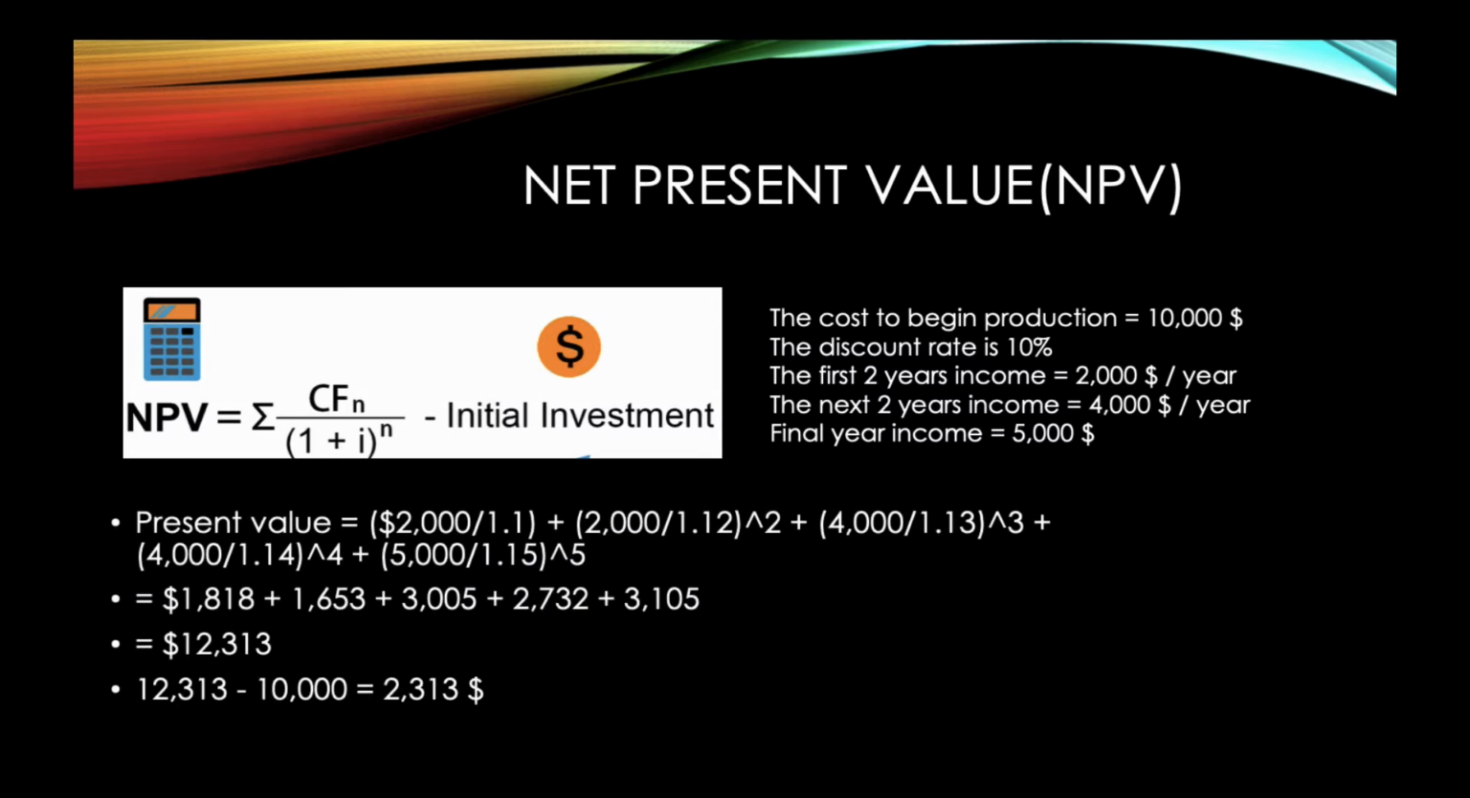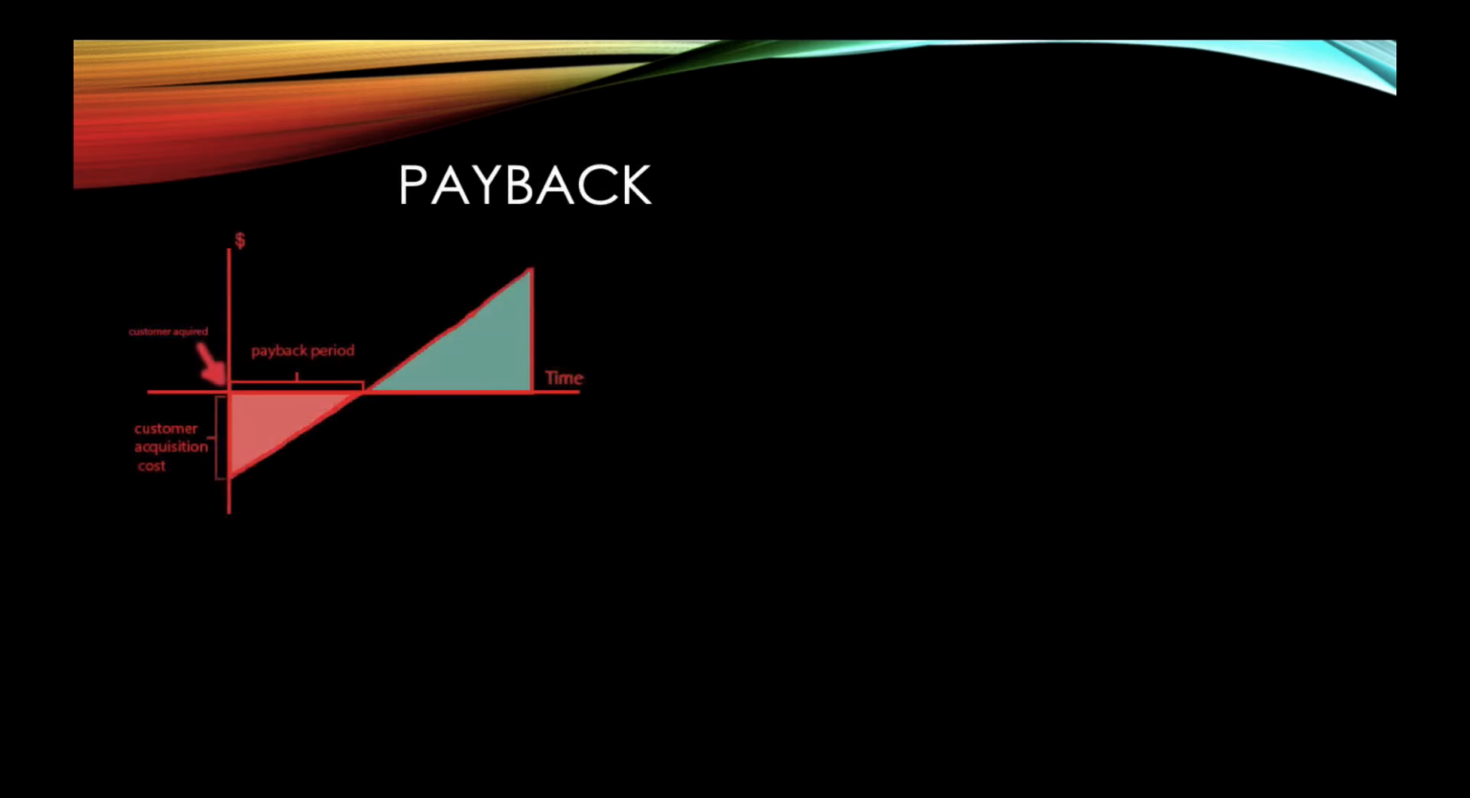As shown here, the NPV is equal to the sum of the net income of the 5 years divided by the interest rate powered the year of income. And finally, we deduct the initial investment amount from the total income amount but discounted. Coming now to the payback.